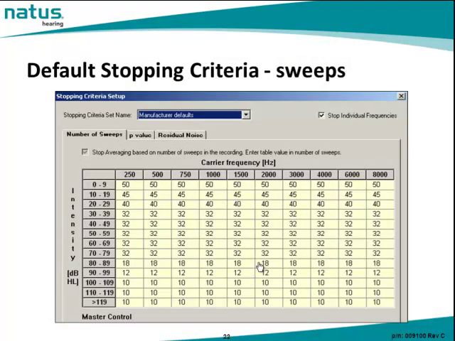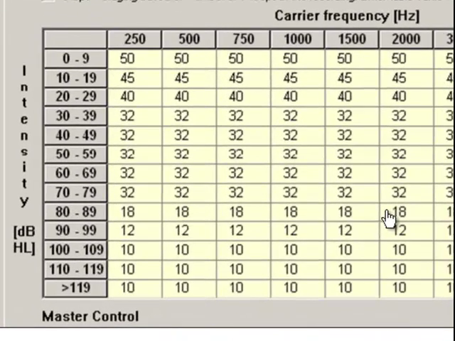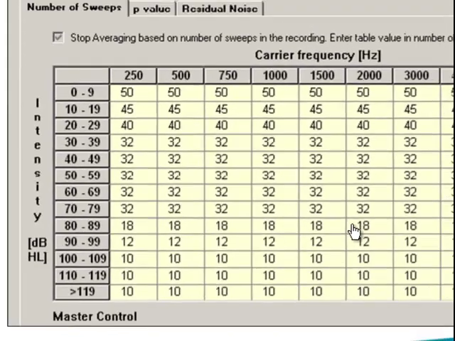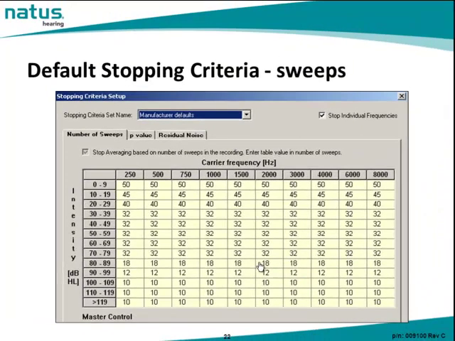The software allows users to define custom stopping criteria. The default settings are similar to what you might see with an ABR test. For example, with ABR, you may choose to stop collection at 2,000 sweeps. With ASSR, the typical stopping criteria for sweep count is set at 32 for most intensities, a little longer for lower intensities, a little shorter for the highest intensities. These values can be adjusted by the user.